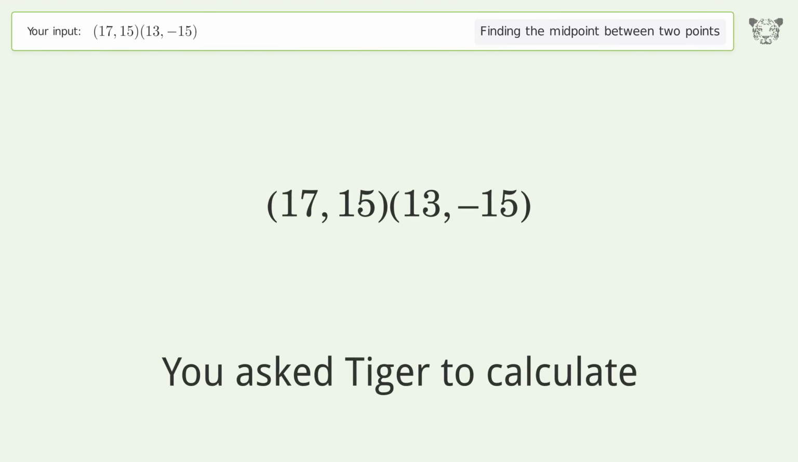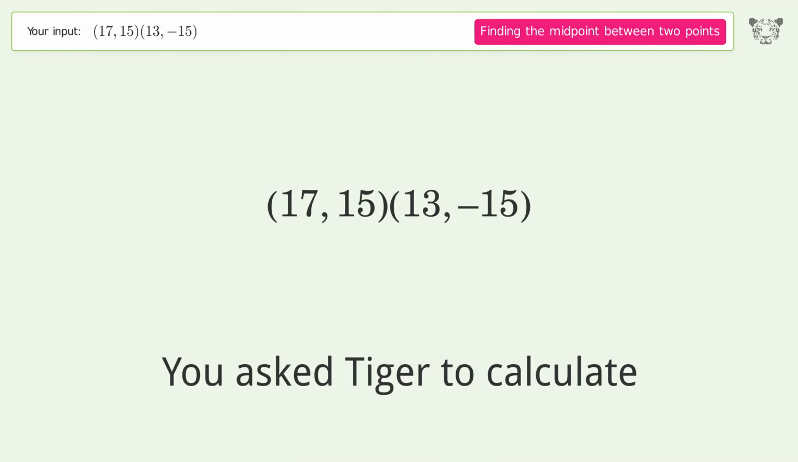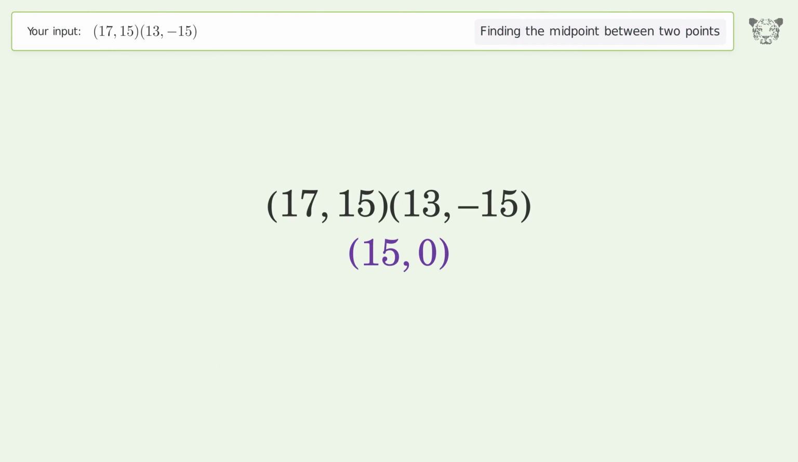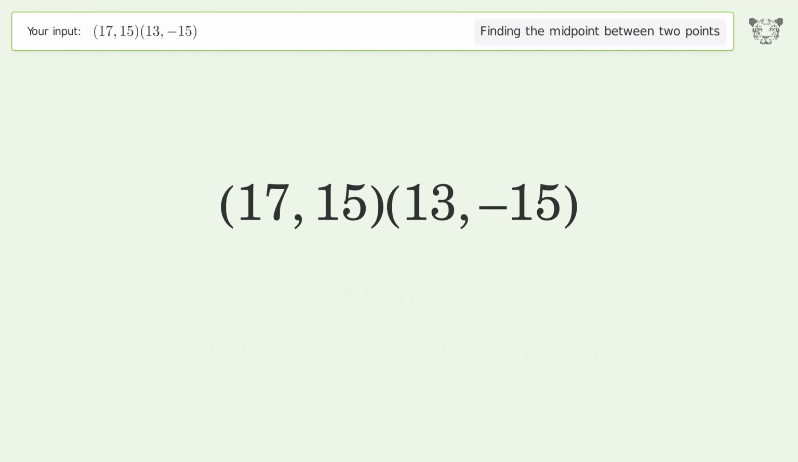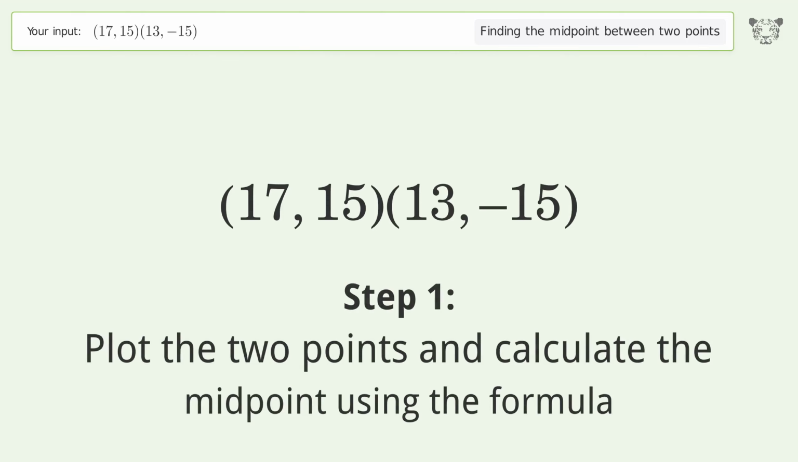You ask Tiger to calculate. This deals with finding the midpoint between 2 points. The midpoint between the 2 points is 15, 0. Let's solve it step by step. Plot the 2 points and calculate the midpoint using the formula.